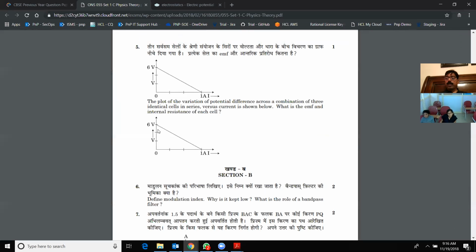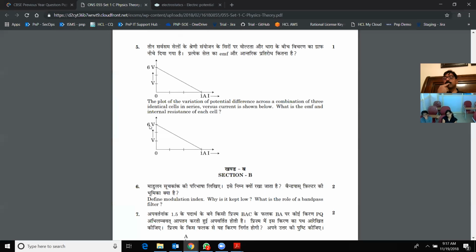EMF will be equal to the total voltage divided by number of cells where the current is minimum, or current is 0 when the potential difference is 6 volt, right? And 6 volt means 6 volt is for 3 cells together. So each cell has a potential difference or EMF of 6 by 3, that is 2 volt. Now 1 ampere current is passing through each cell and at that point the effective potential becomes 0. So what is the internal resistance?